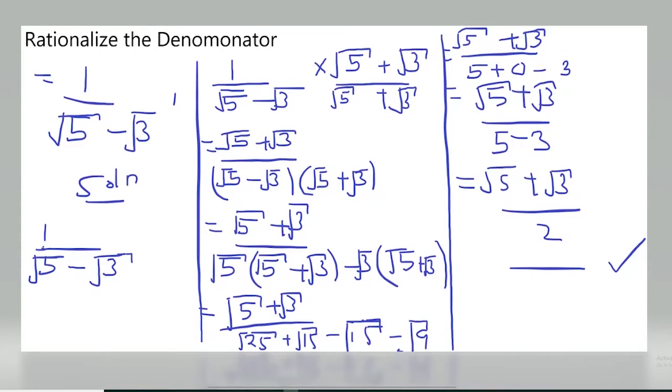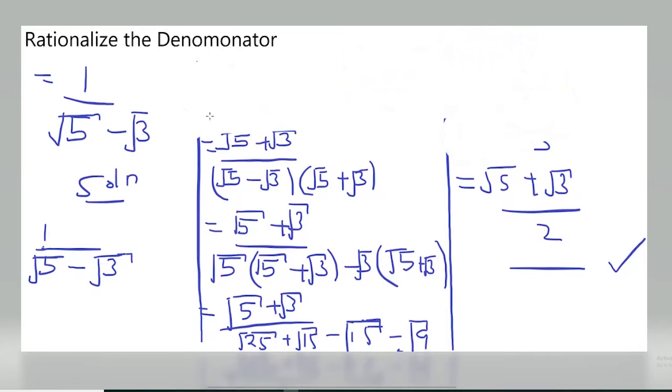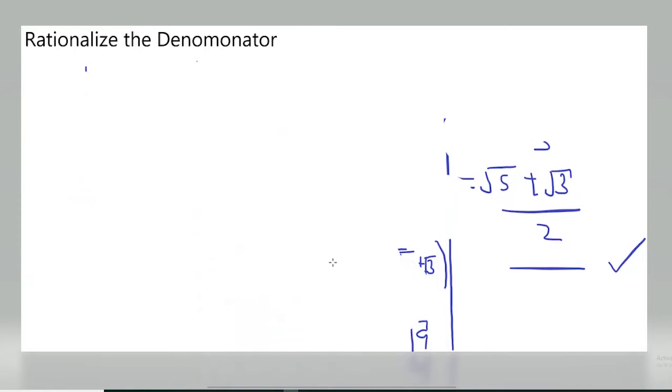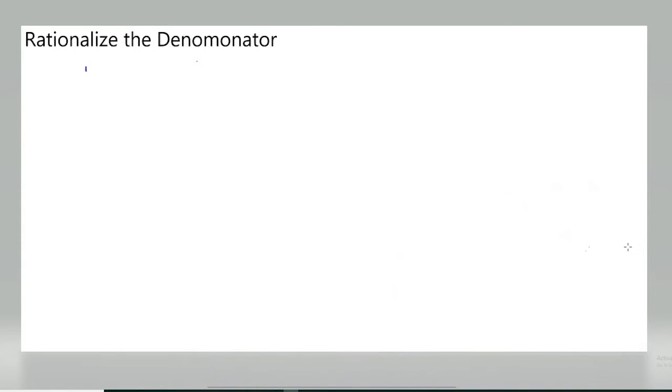Now let me give you an example, which is the first example.